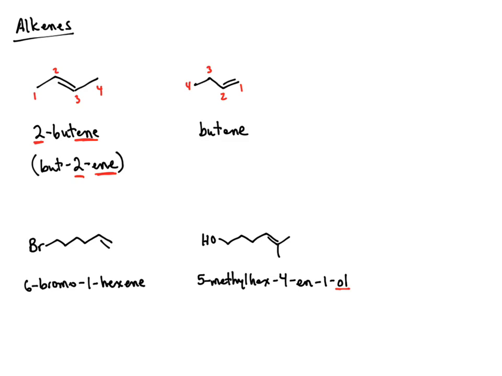There are 3 other groups that contain a carbon-carbon double bond which have common names, so we'll go over those right now. The first is the vinyl group. So a vinyl group is just a double bond that's hanging off of a chain. This is known as a vinyl group. So the common name for that molecule would be vinyl bromide.